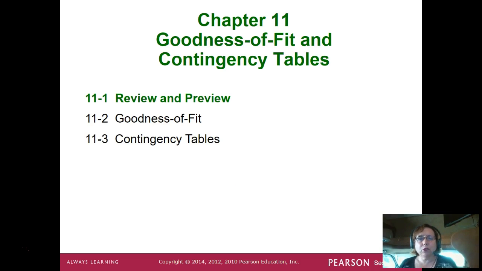We're going to be talking about two types of hypothesis tests. One is called the goodness of fit test and the other is involving contingency tables. It's also called a test of independence.